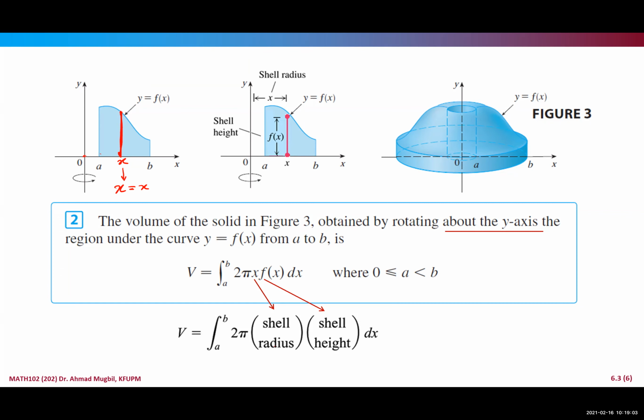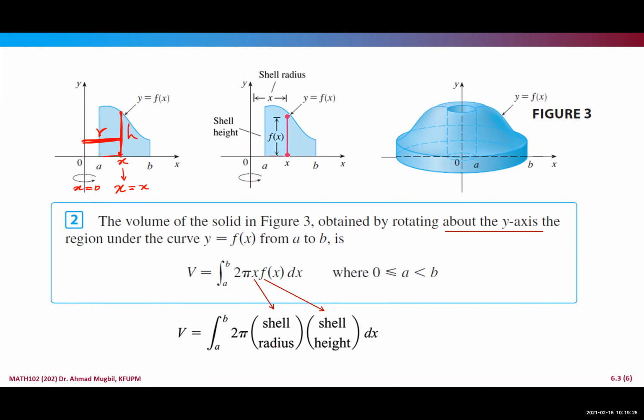And here, this is the axis of rotation. What is x here? X here is 0. So now, if you rotate it, this will be the radius of the shell. If you rotate it like this, it will be the shell, the radius of the shell, and the distance from here to here will be the height.